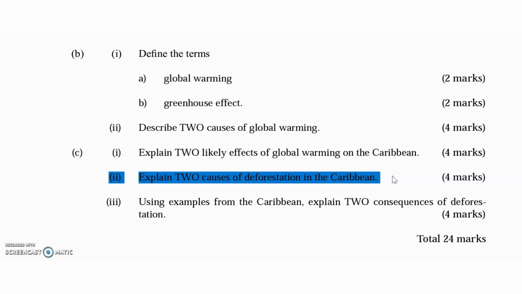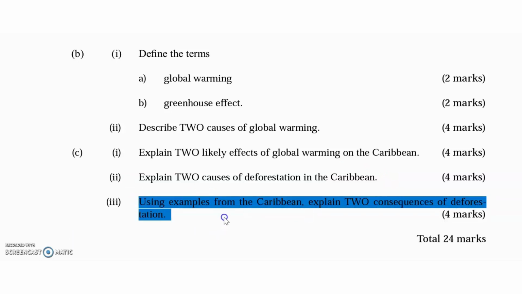All right. Part three, using examples from the Caribbean, explain two consequences of deforestation. Now, first and foremost, I would like to utilize Haiti as an example. One of the consequences of deforestation is that the areas can be subjected to a great degree of biodiversity loss, and even the ground will become less fertile, or I should say futile.